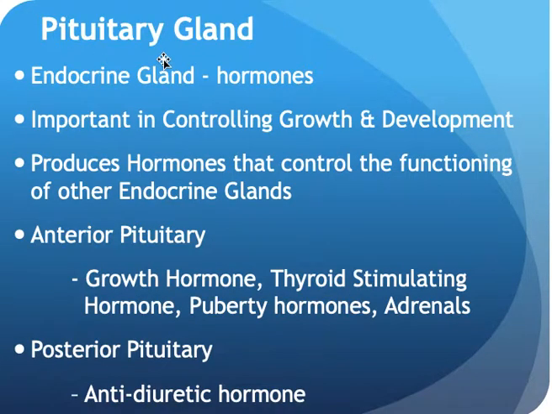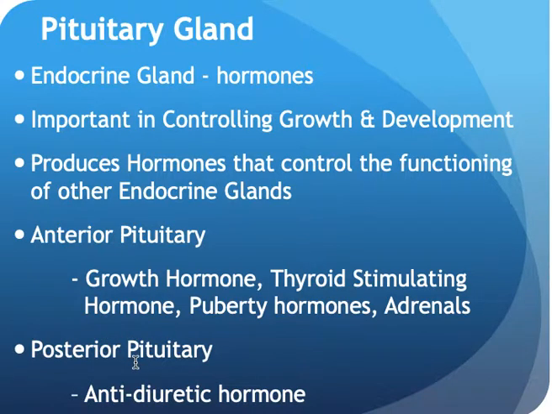Pituitary gland, we're going to look at this one a little bit more when we get to the endocrine chapter. But we want to remember all our glands are going to produce these hormones, okay? So this one is important for controlling growth and development. Produces hormones that control the functioning of the endocrine glands. So I get two, right? I have the anterior pituitary and I have the posterior pituitary.